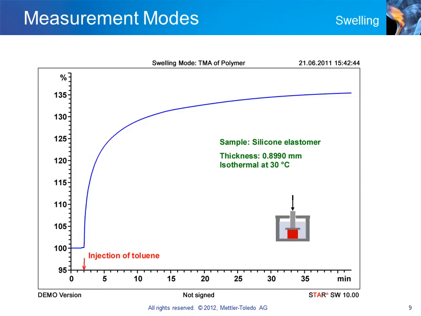The probe measures the increase in thickness of the sample on swelling due to the absorption of the solvent. As can be seen, it swells by about 30% in the first 10 minutes.